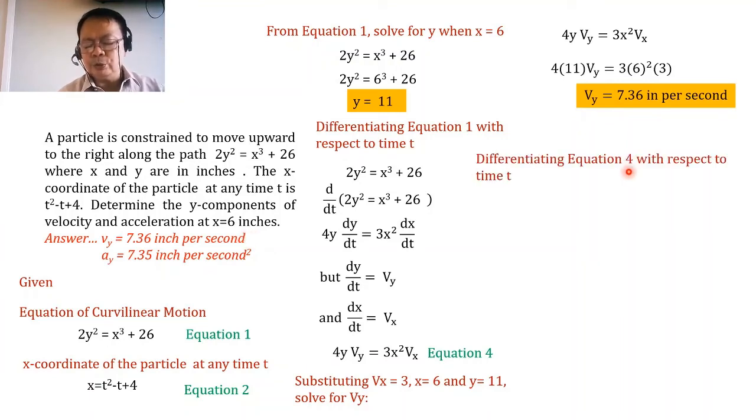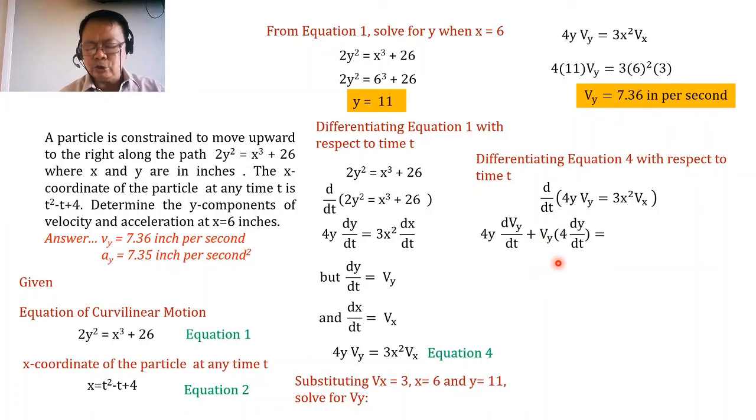Now after that, what shall we do? If we're going to differentiate equation 4, itong equation 4 na nakuha natin, di ba? Anong purpose natin dito? May establish naman natin dito yung acceleration, the y component of the acceleration. Kaya we will be differentiating it with respect to time t. So we shall have the left-hand side to be 4y multiplied by dvy over dt plus vy multiplied by 4 dy over dt.